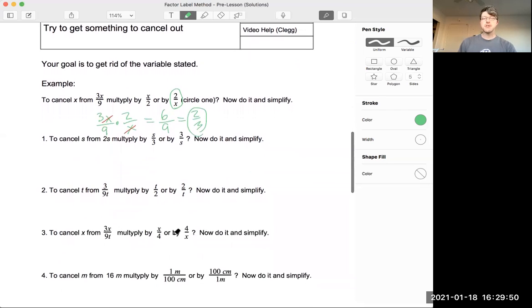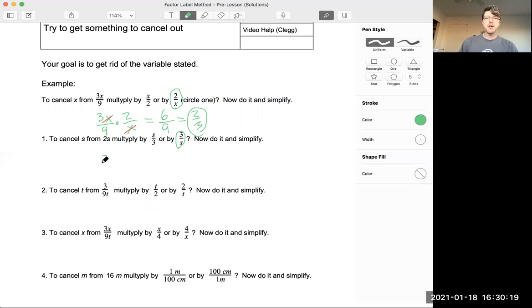Now, let's do another example. We're going to cancel out s from 2s. So we want to know, do we multiply 2s by s over 3, or do we multiply by 3 over s? And so remember, the goal is to get one of these s's in the numerator, which it already is here, and one in the denominator. So again, we choose the one that would give us one in the numerator and the denominator.